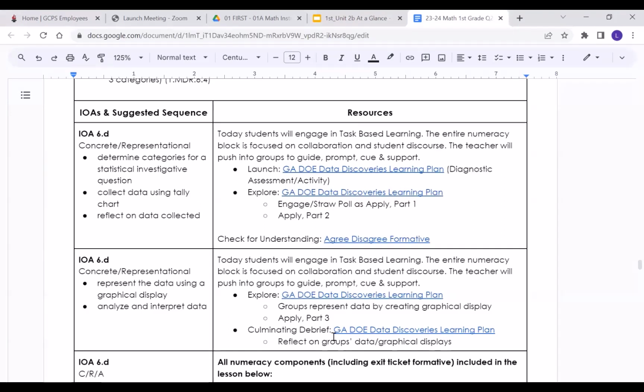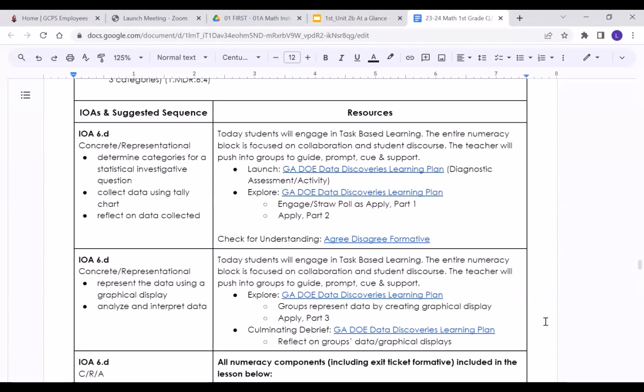Notice the first and second day of the unit. For IOA 6D, we are starting with about 3 days of instruction. This IOA has already been introduced and will continue to be revisited throughout the year. As you dig into these lessons, you will notice that the focus of instruction has shifted to more of a student-driven approach using the statistical reasoning framework to provide a richer, more meaningful experience with data.